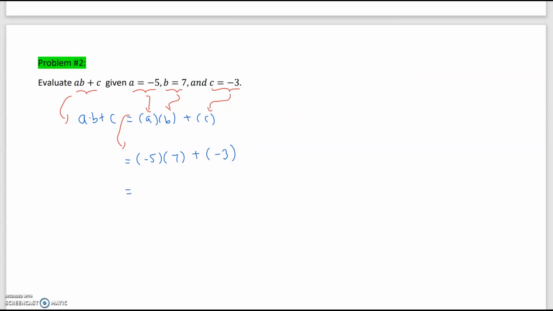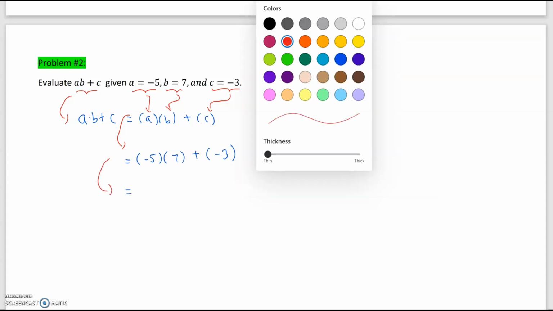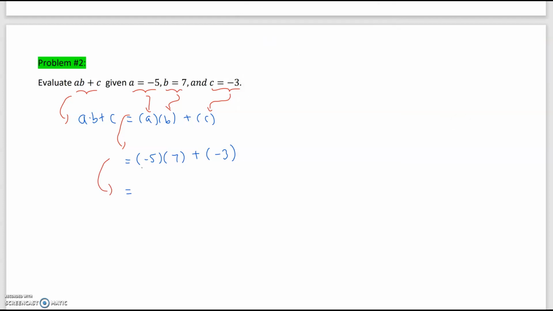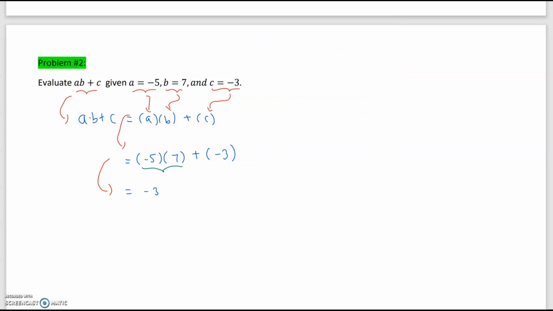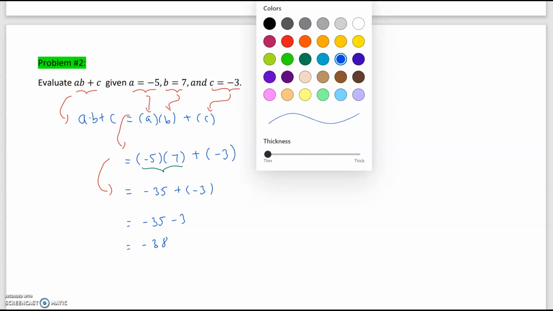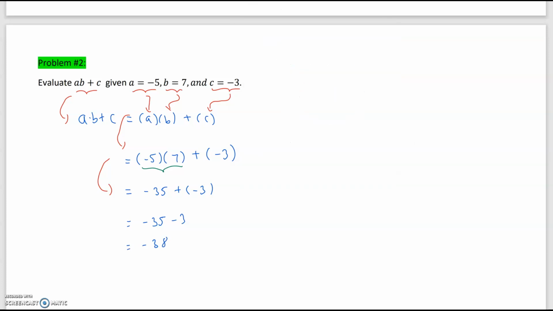The main idea of putting the parentheses is for the negatives, because as you can see on this one, once you put in the parentheses, you're multiplying a positive and a negative, which is going to give us negative 35 plus a negative 3, or negative 35 minus 3, or negative 38. So our answer for problem 2 ends up being negative 38. That's it for this set of problems. I'll put the rest on another video.